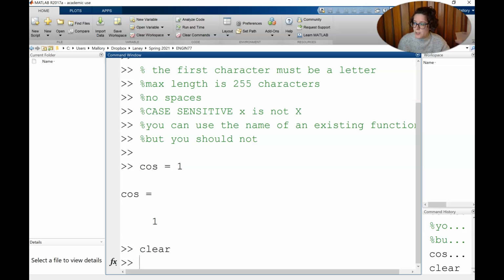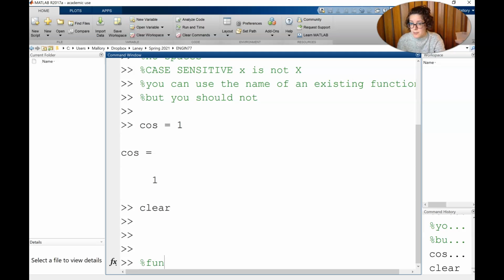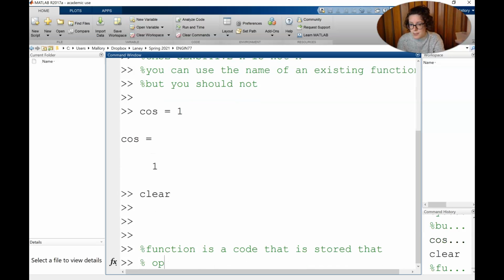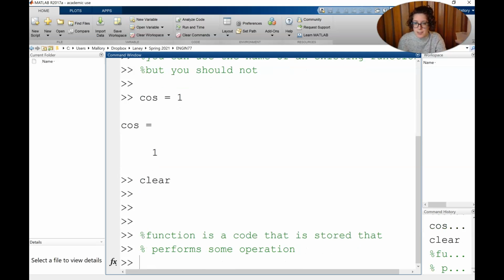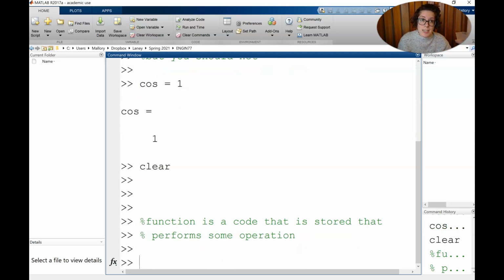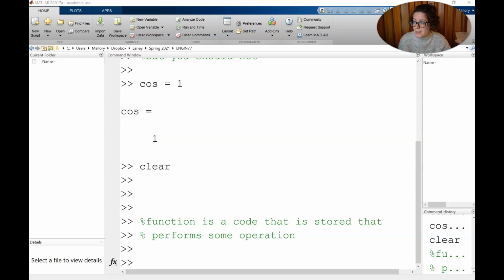A function is just a code that is stored that performs some operation. For example, cos takes the cosine of a number. We will also be writing our own functions, but MATLAB has a lot of built-in functions. Examples are sine, cosine, min, max, determinant, exponent, logarithm.